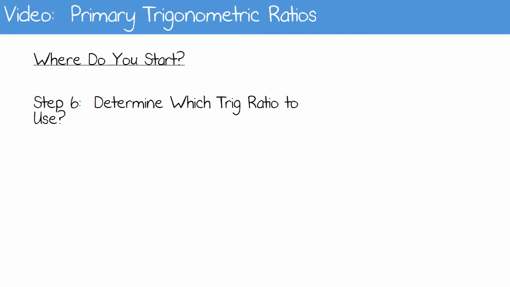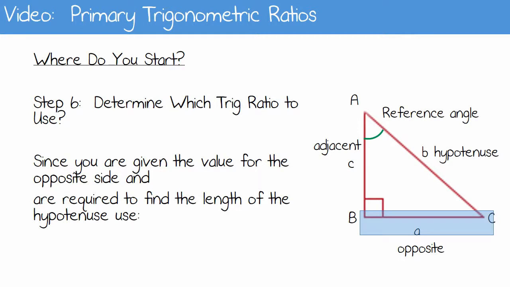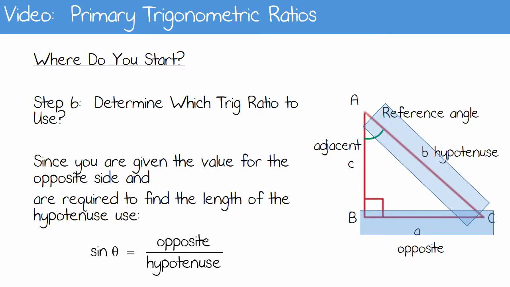Now, continuing with determining which trig ratio to use, you are given the value of the opposite side, and you are required to find the length of the hypotenuse. We have opposite over hypotenuse, which would be the sine ratio. Sine theta is opposite divided by hypotenuse.